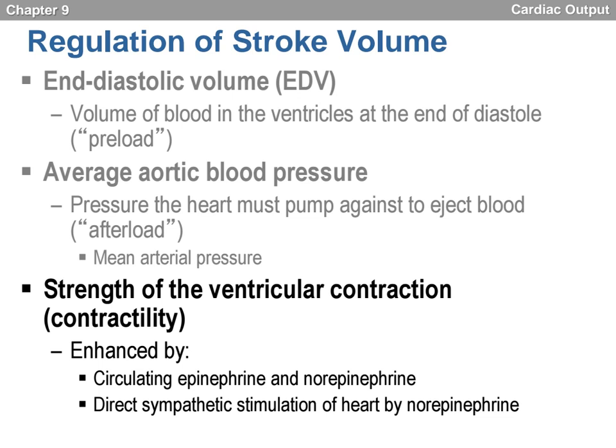The third factor that affects the regulation of stroke volume is the strength of ventricular contraction, also referred to as contractility. There is enhanced contractility when you have circulating epinephrine and norepinephrine, those hormones. And there's also direct sympathetic stimulation of the heart by norepinephrine. Remember that norepinephrine can affect the SA node and the AV node, and thereby increase the heart rate. Norepinephrine released at synapses from sympathetic nerves directly onto the cardiomyocytes in the ventricles can also lead to an increase in contractility.